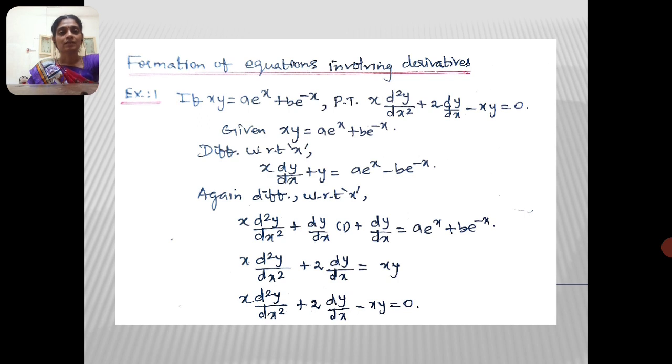In the left hand side, we are getting 2 dy by dx terms. So adding, we get x into d square y by dx square plus 2 into dy by dx equal to a e power x plus b e power minus x. This equation can be written as xy. So we write x into d square y by dx square plus 2 into dy by dx minus xy equal to 0.